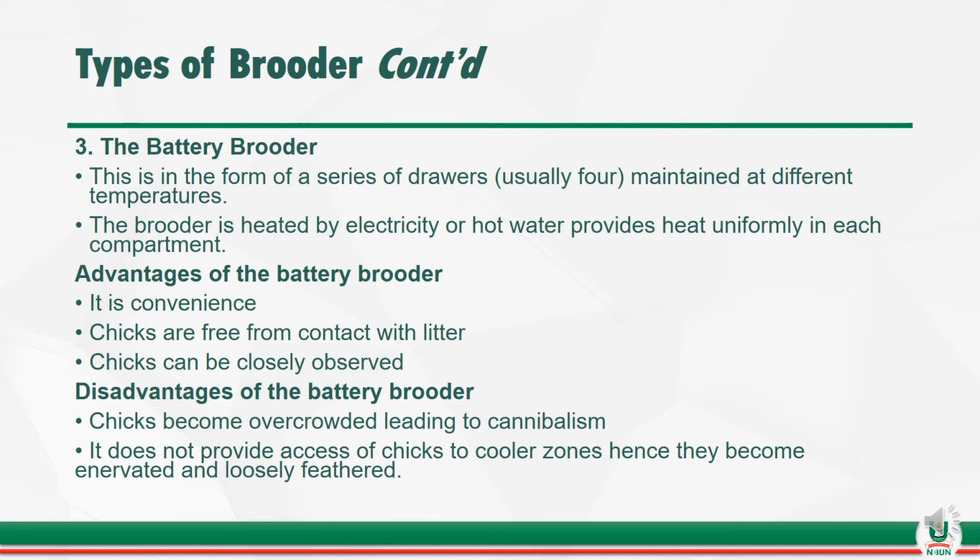Let's look at the advantages. One, it is convenient. Chicks are free from contact with litter, and chicks can be closely observed in this particular type of battery brooder. Disadvantages include that the chicks become overcrowded, leading to cannibalism. Yes, it also does not provide access for chicks to cooler zones. Hence, they become enervated and loosely feathered.